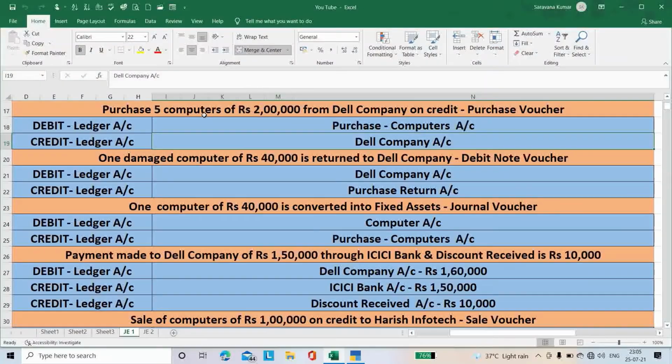Okay. Next transaction is purchase 5 computers of rupees 2 lakhs from Dell company on credit. Here the journal entry is debit purchase computers account, credit is Dell company account.